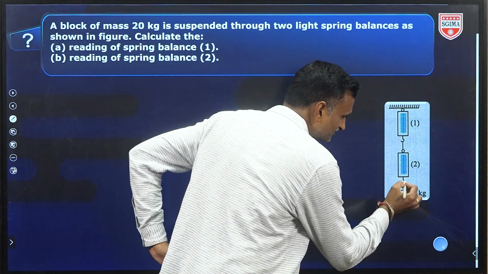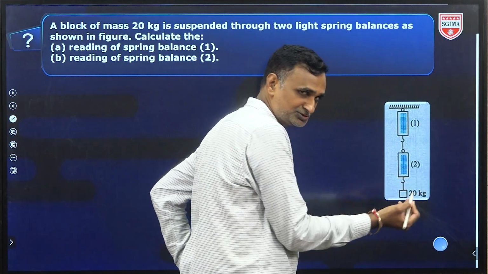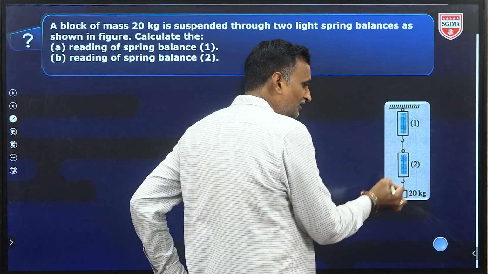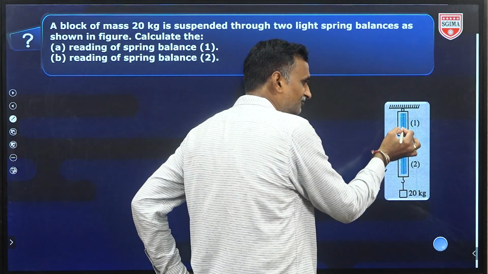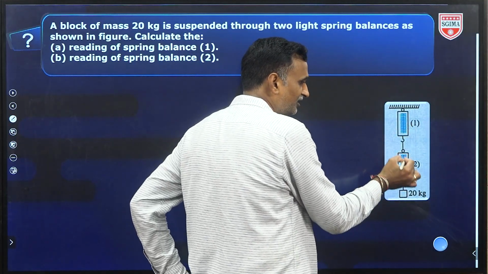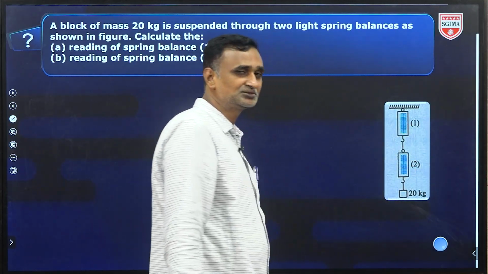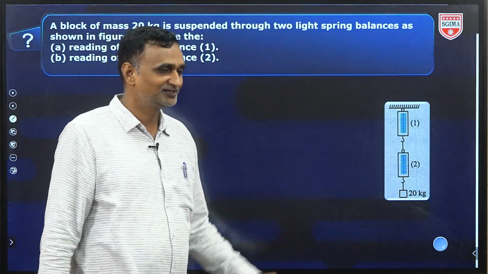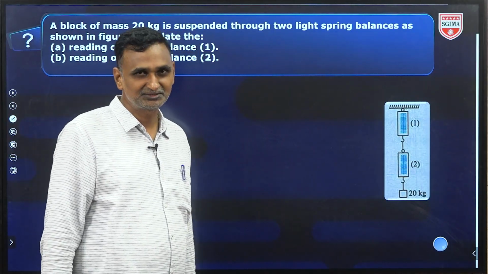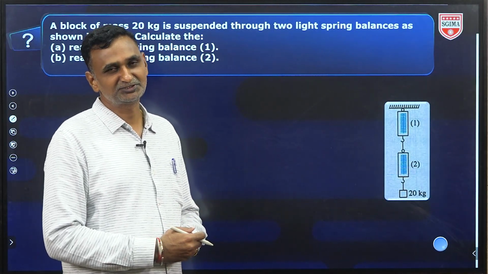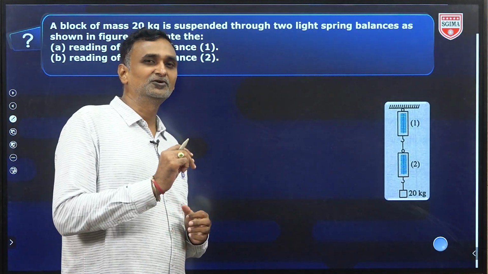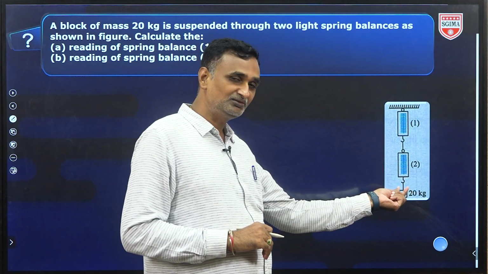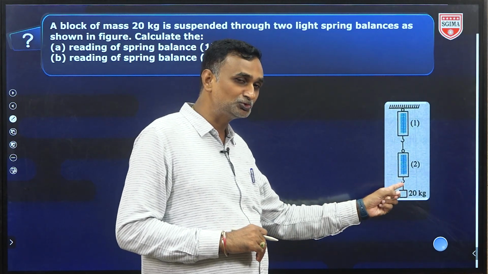So whatever force is felt is 20 kg force. Then the same force will be exerted on spring balance 1, and it is also pulled with the same force by spring balance 2, and it also pulls with the same force on spring balance 1. So the only key point to solve the question is how the spring balances are connected. The first one is series. Now go back to the concept of series combination. In series combination, the force must be the same in both the springs. So whatever force is exerted by the block, that force will be exerted on the two spring balances here.